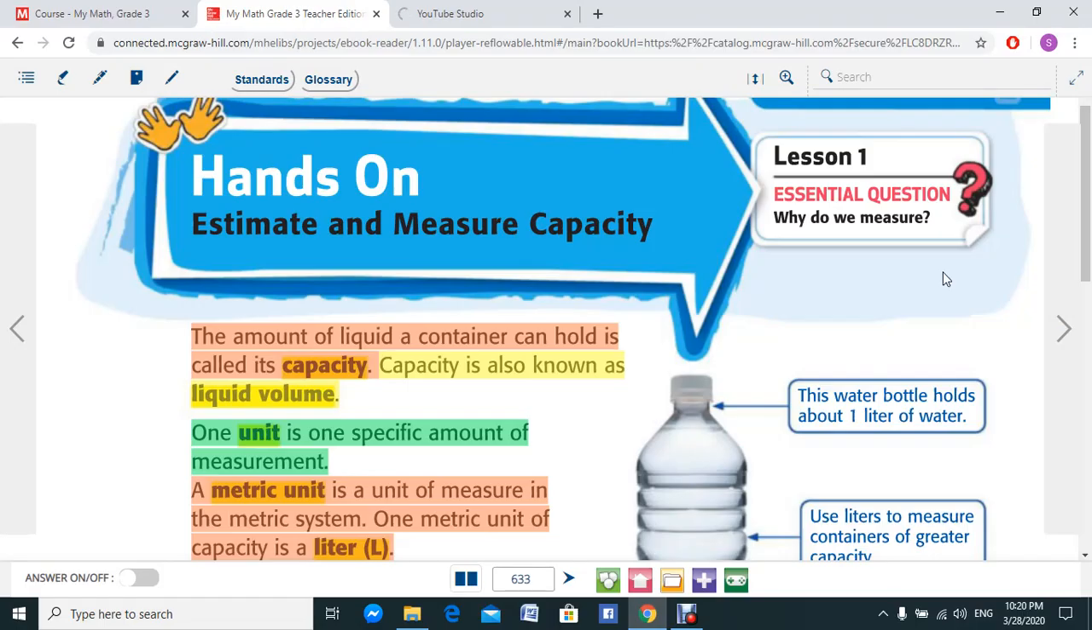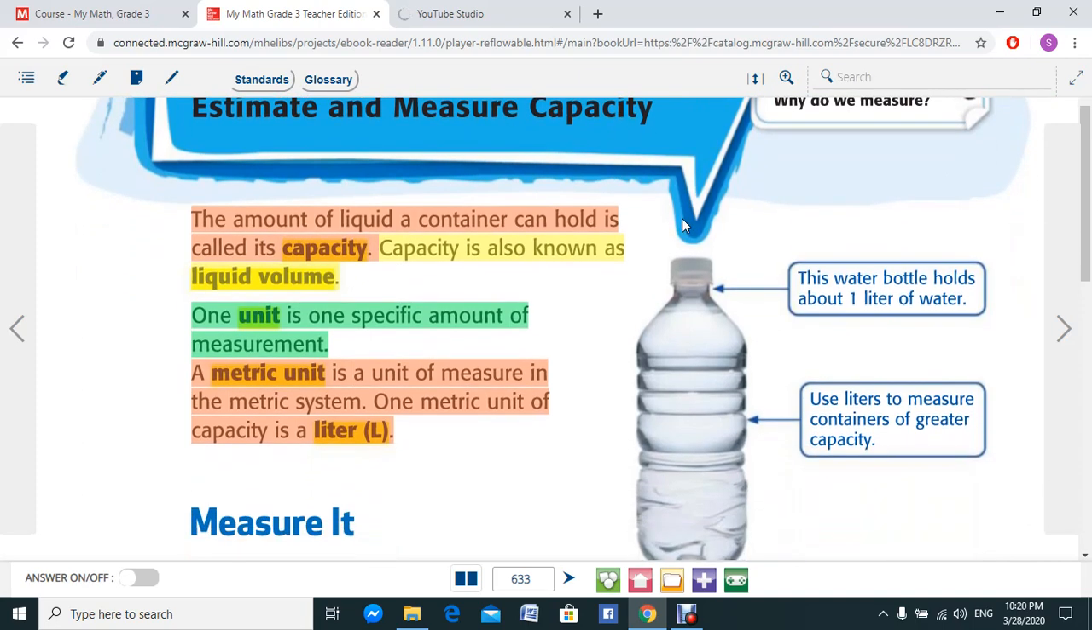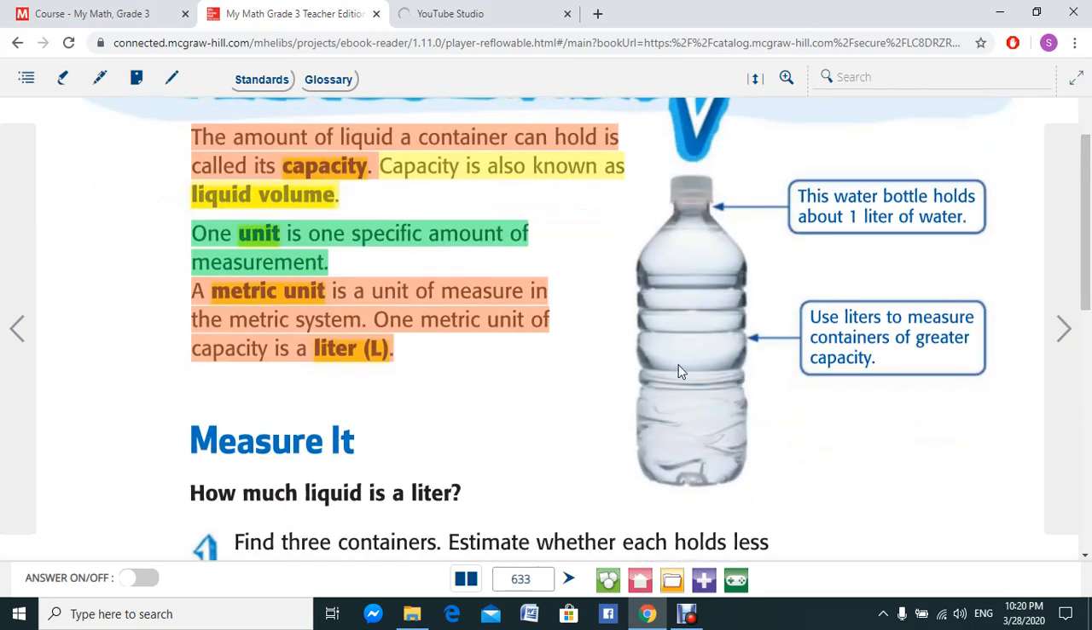Today we're going to continue talking about capacity or liquid volume. We said that capacity is the amount of liquid a container can hold. For example, if I fill this bottle with water, how much water will it take? This is a 1 liter bottle which contains 1 liter of water. We can use it to measure smaller units. We said that we call this the capacity or liquid volume.